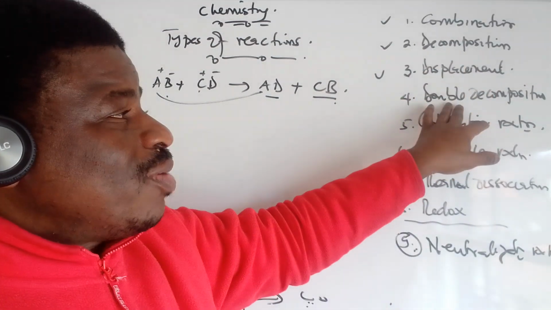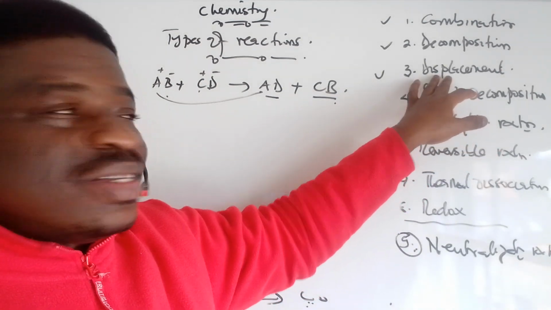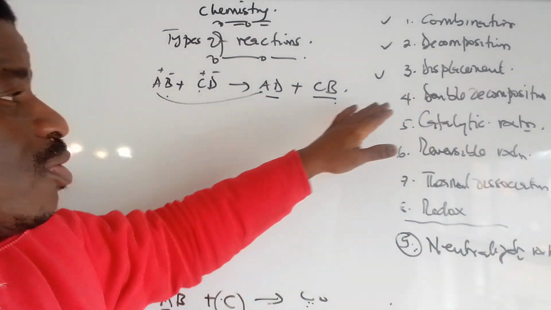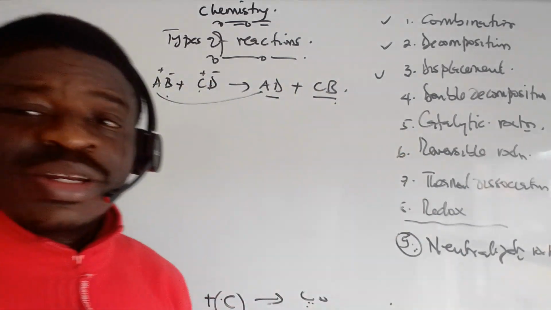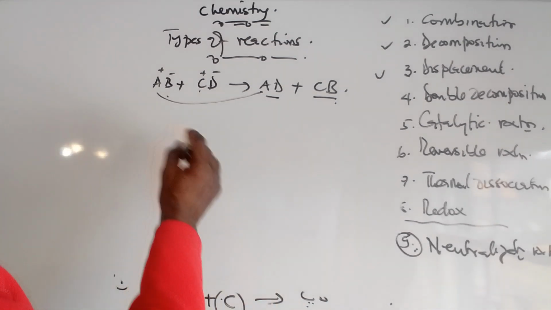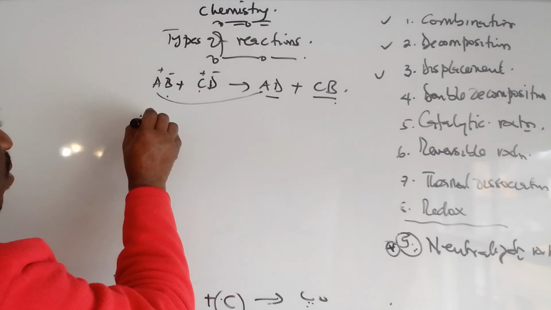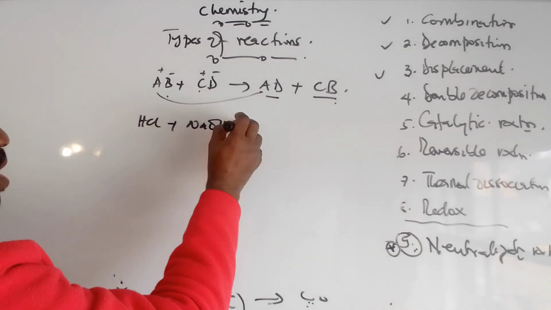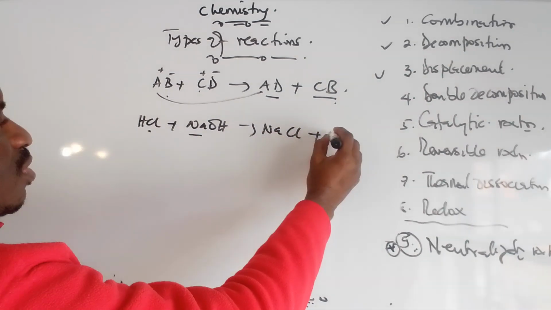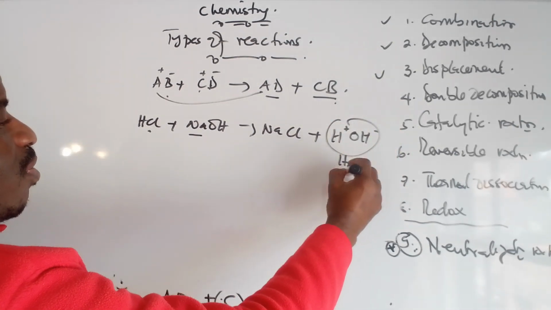People might think double decomposition is supposed to be called something like double displacement in terms of the operation, but this is just the name it chooses to be. So please, double decomposition is the exchange of radicals. A good example is in neutralization reaction. For example, when you see HCl reacting with sodium hydroxide, normally it will be sodium chloride plus hydrogen hydroxide, and this forms water.